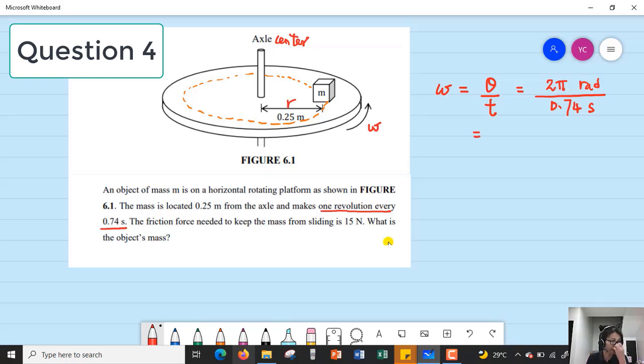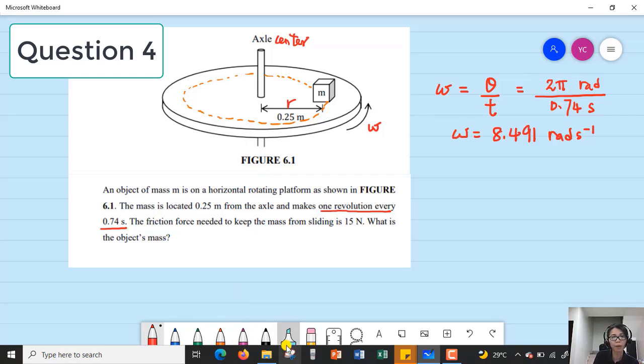So I'll get the angular velocity will be, you might pause the video to do the calculations. The angular velocity, how fast the object mass m rotates on the rotating platform, will be around 8.491 radian per second. Do you get the correct answer as mine? Okay, then the friction force needed to keep the mass from sliding is 15 Newton.